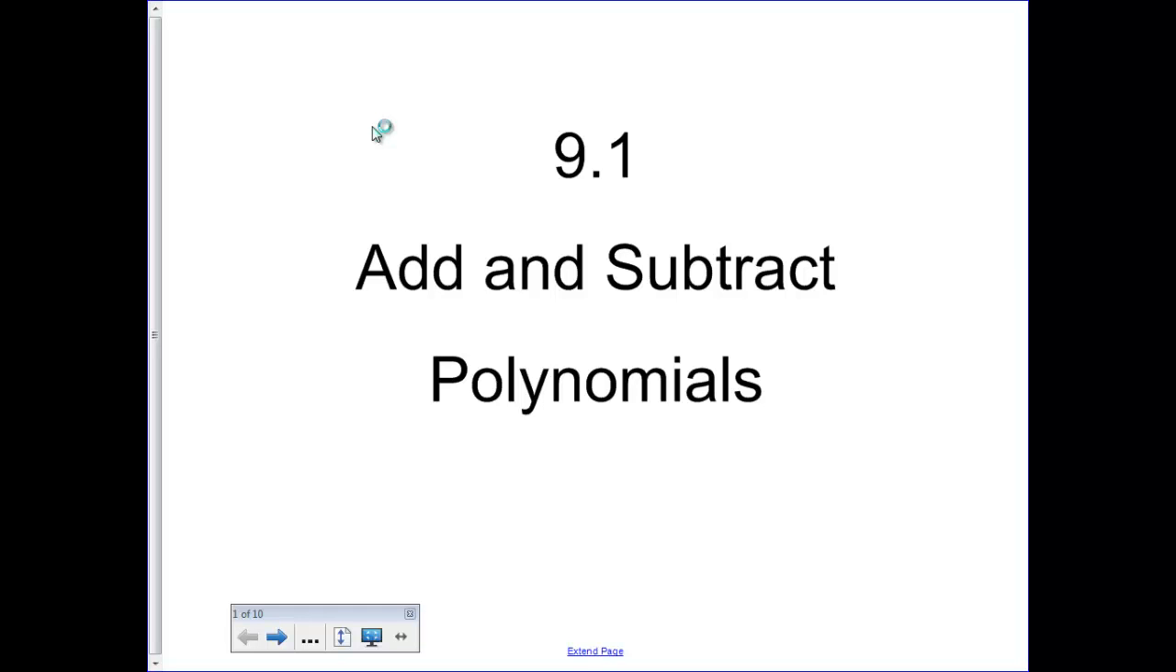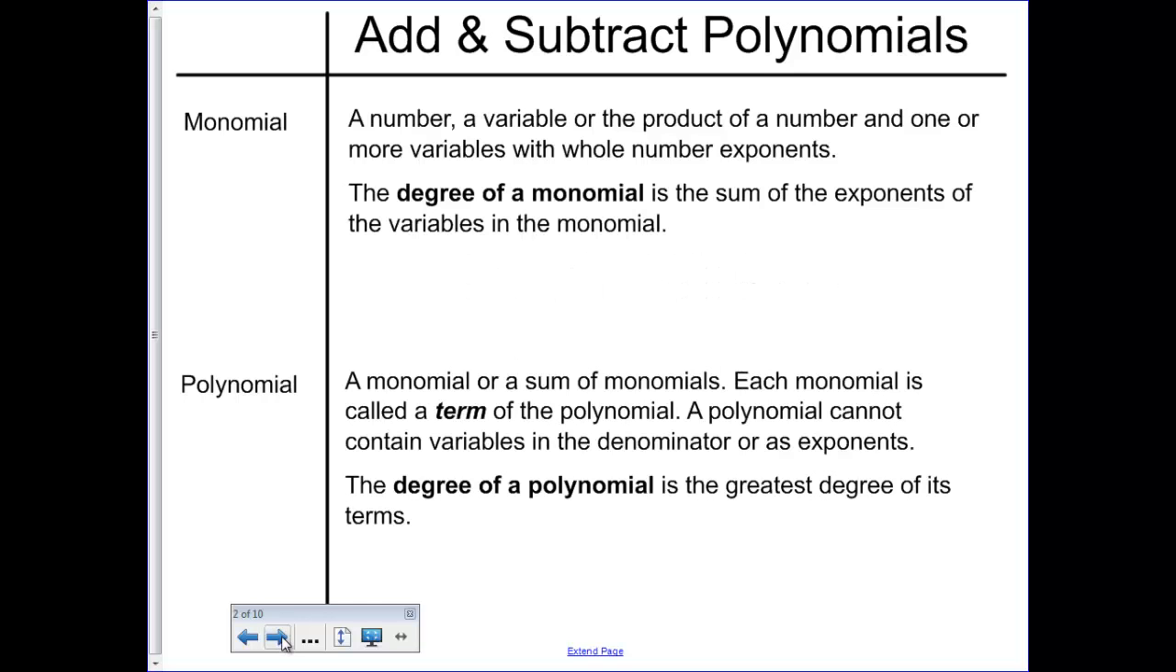Hello again. This video will cover the basics of adding and subtracting of polynomials. First thing we'll look at is what is a monomial. It's a number, a variable, or the product of a number and one or more variables with whole number exponents. Whole numbers, that means you cannot have a negative exponent.